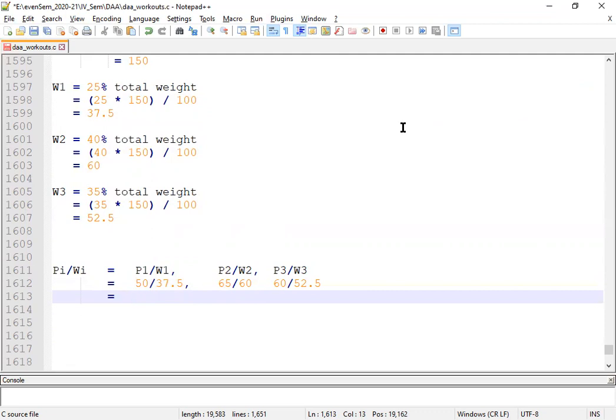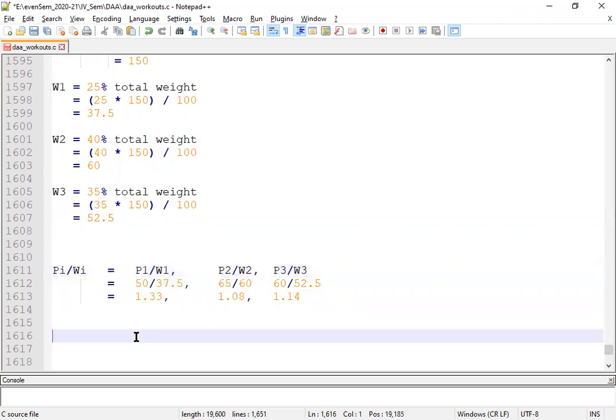Now if we calculate these values, we get the profit per weight of the first object as 1.33. Then the second one is 1.08. Then the third is 1.14, right? So by looking at this profit per weight ratio, we can clearly say that if I choose the first object, W1 or P1, I'm going to get the highest profit. Then I need to choose the third object and then the second object.